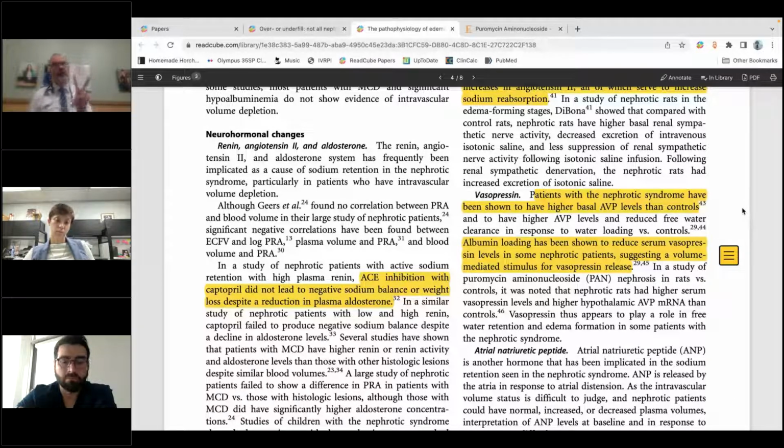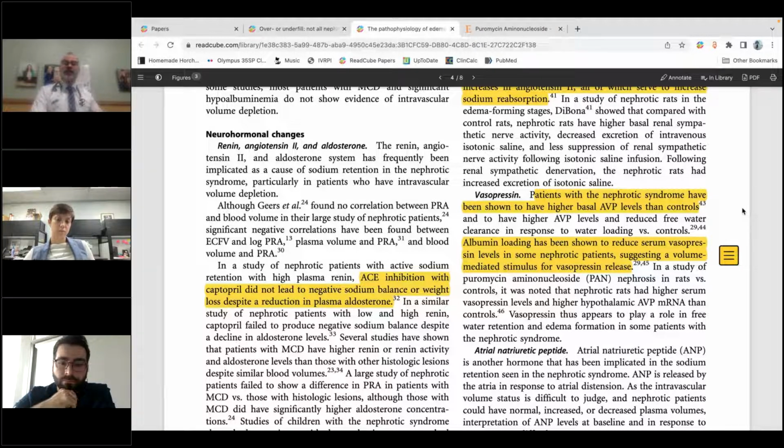Remember, you have two major physiologic stimuli for ADH: decreased effective circulating volume and hypertonicity, hyperosmolality. And then there's a lot of other causes: nausea, pain, many drugs can do it. But physiologically, those are the two that we worry about.